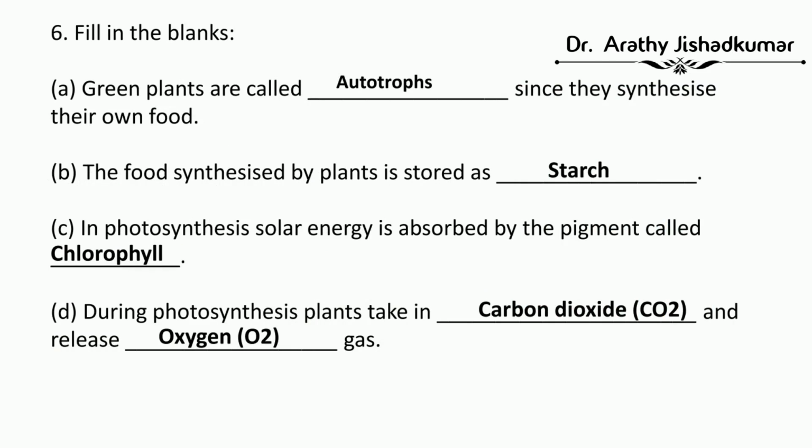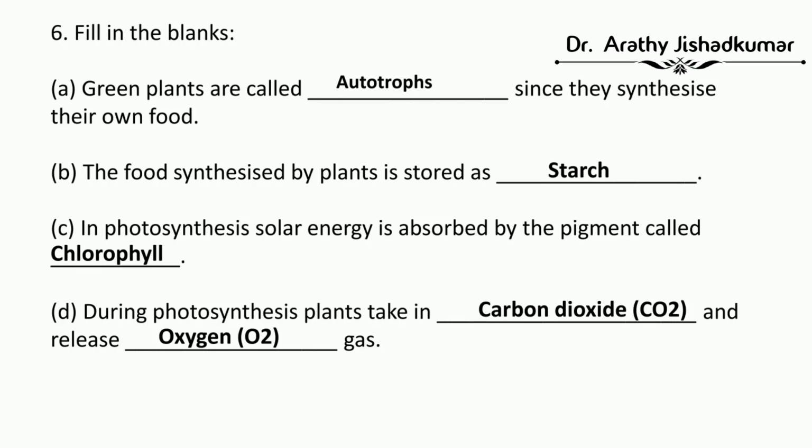Now, fill in the blanks. Green plants are called autotrophs because they synthesize their own food, basically the nutrients. Second, food synthesized by plants is stored as starch. Usually, they make carbohydrate and store it in the form of starch. Third, in photosynthesis, solar energy is absorbed by the pigment called chlorophyll.